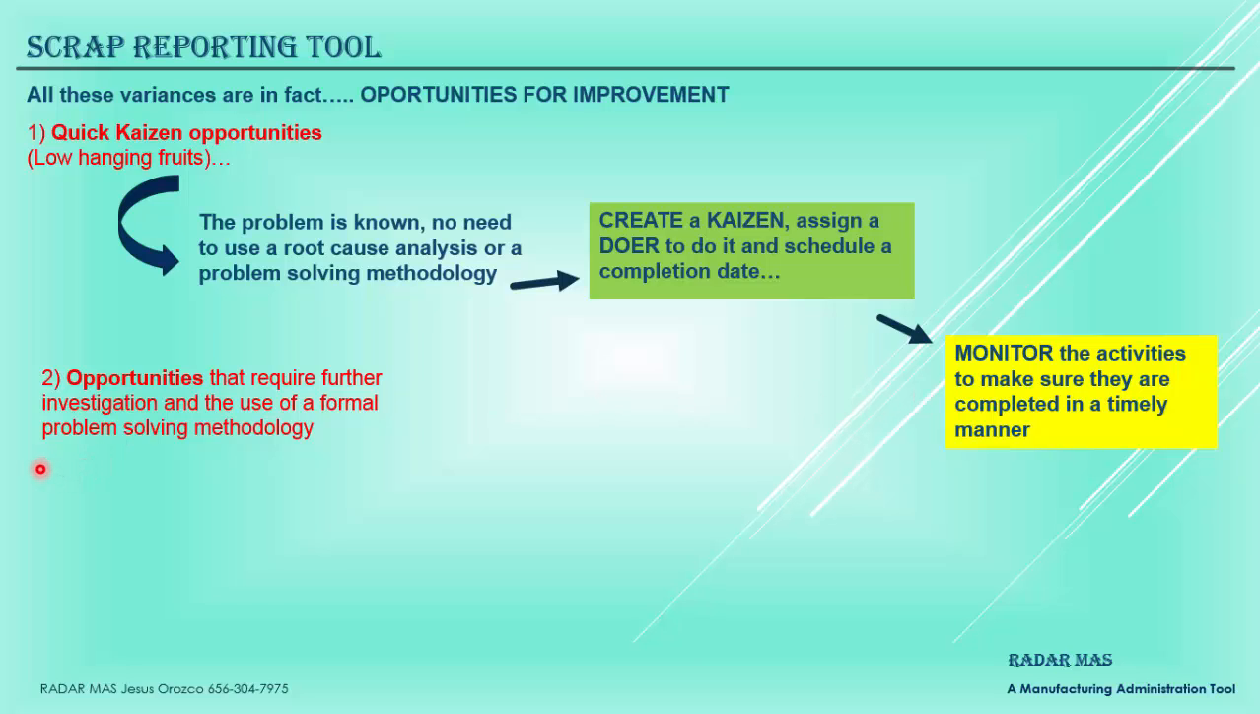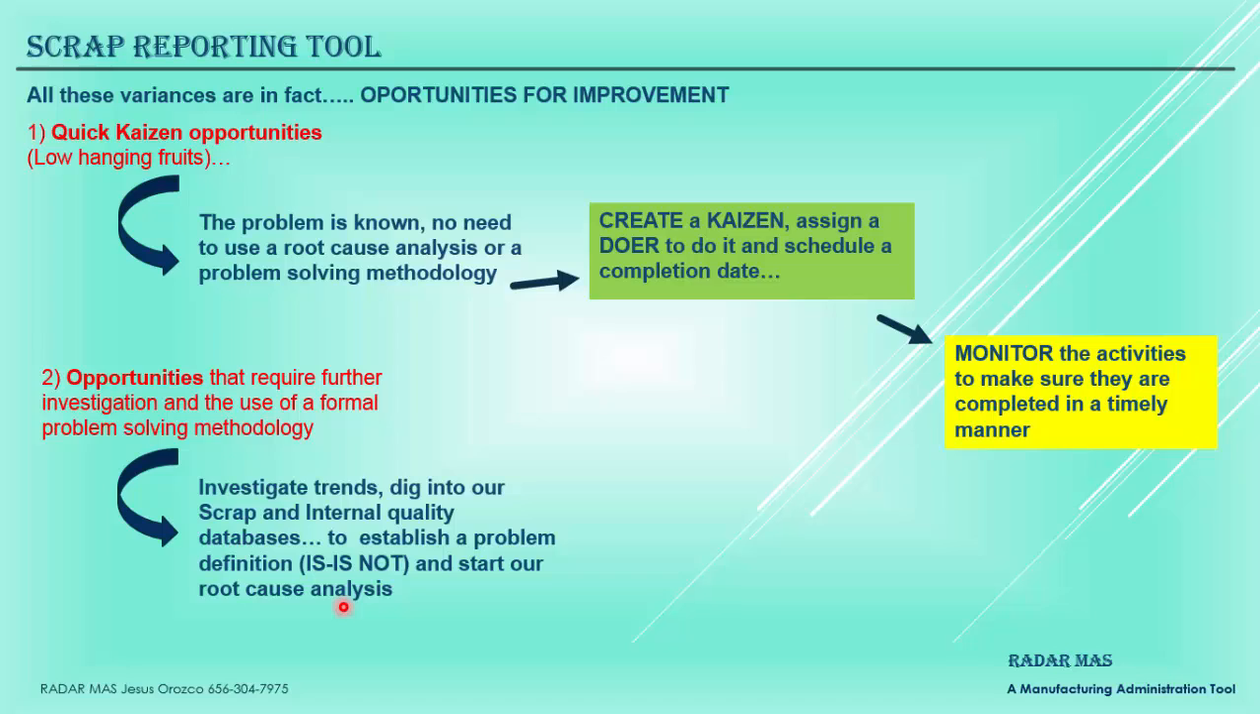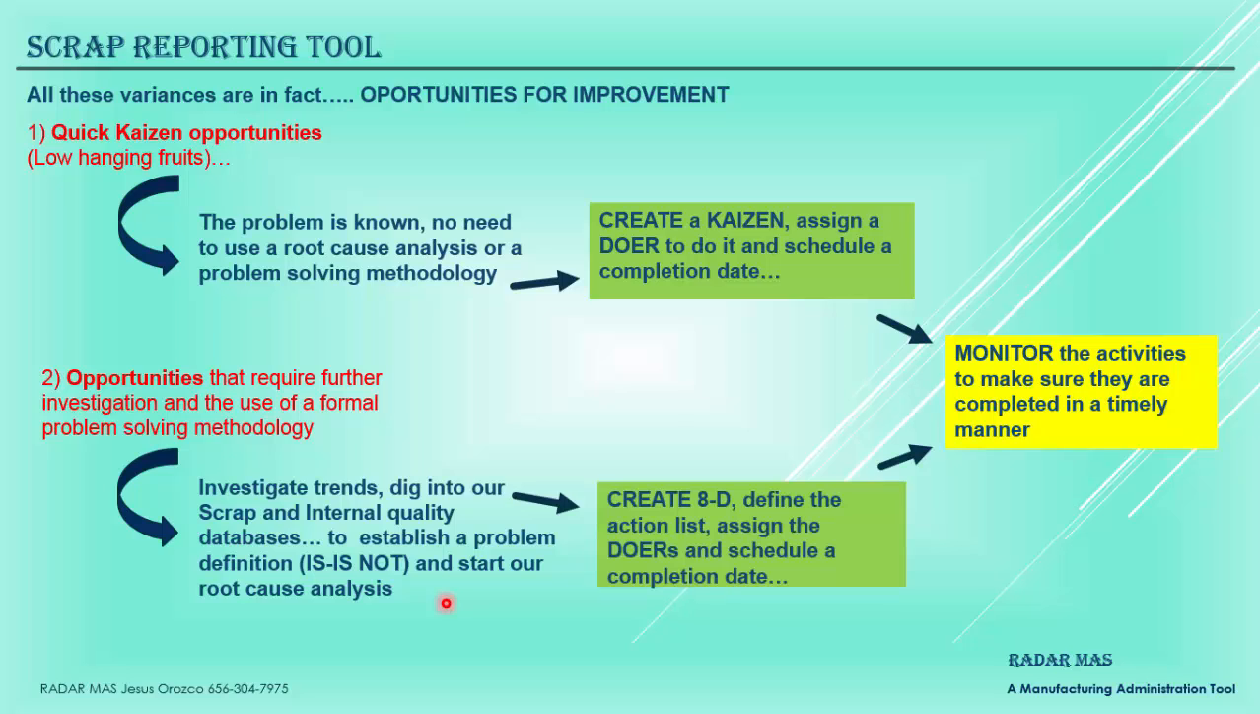The other case is where there are opportunities that require further investigation and the use of a formal problem-solving methodology. We need to investigate trends, dig into our scrap and internal quality database, and establish a problem definition by means of, could be, IS/IS NOT or Kepner-Tregoe. And of course, after that, we need to start our root cause analysis. We need to create an A3, if that is the tool of our preference, define the action list, assign the doers, and schedule completion dates. And after that, we need to go back and monitor the activities to make sure that they are completed in time and manner.